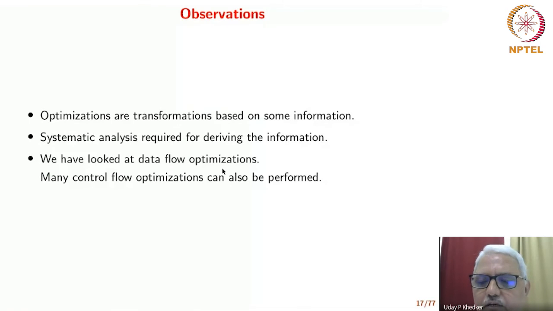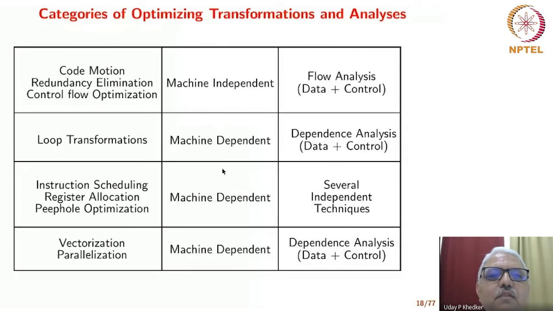loop in some way. Okay, so here are the categories of optimizing transformations and analyses. We can talk about code motion, redundancy elimination, control flow optimizations. These are machine independent optimizations. We can perform control flow analysis and data flow analysis.